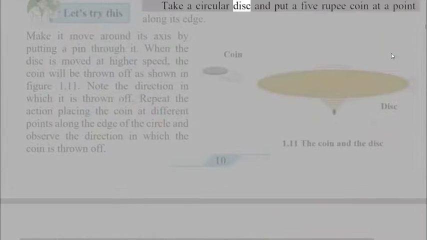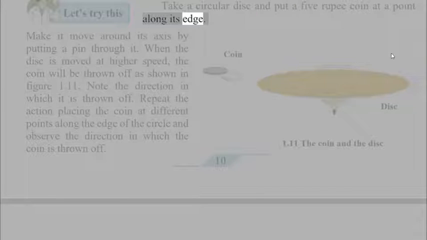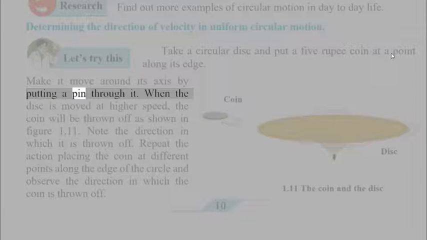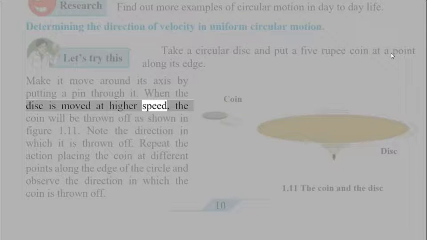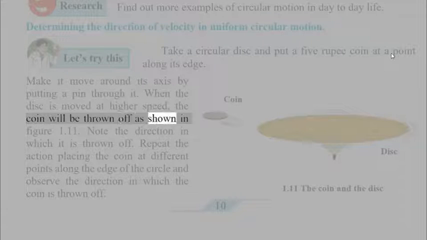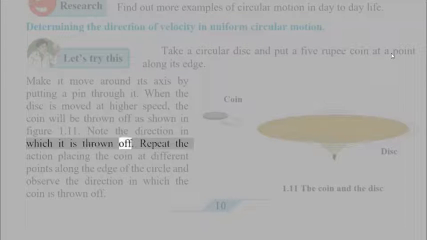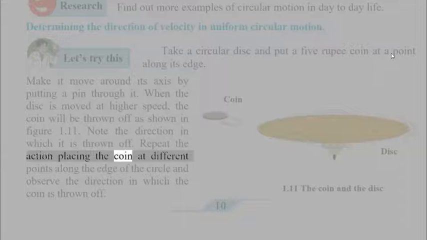Take a circular disc and put a 5 rupee coin at a point along its edge. Make it move around its axis by putting a pin through it. When the disc is moved at higher speed, the coin will be thrown off as shown in figure 1.11. Note the direction in which it is thrown off. Repeat the action placing the coin at different points along the edge of the circle and observe the direction in which the coin is thrown off.